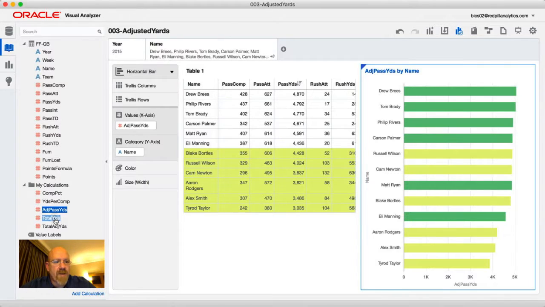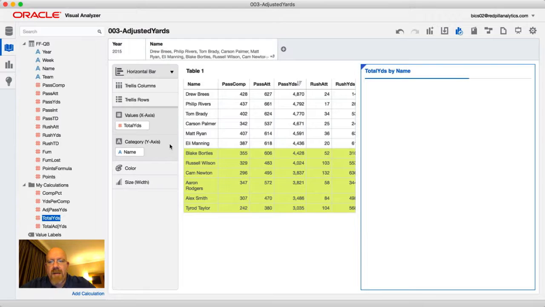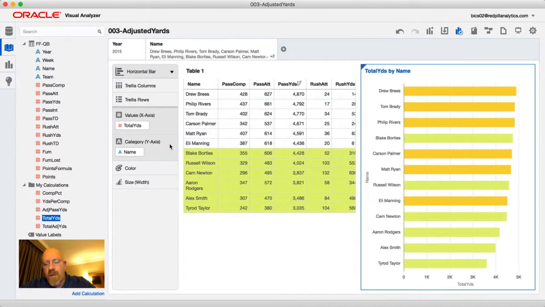How does this compare to if we just simply added up their passing yards with their rushing yards? How does that match up? Well, again, our color is going to change here. So if we sort that high to low, the rushing quarterbacks fall a little bit. Blake Bortles rises, Russell Wilson rises, but ultimately the passing quarterbacks still dominate.